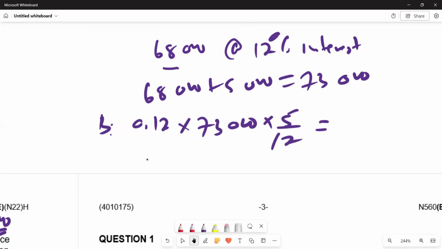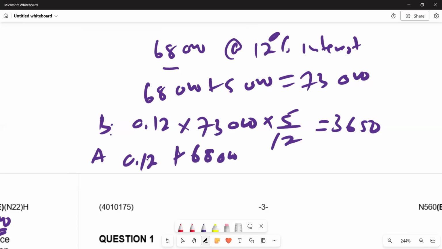So you're going to get 3,650 before reduction. Then after reduction, we are going to say 0.12. It was now 68,000 after reduction, multiplied by 68,000. And then for the number of months, we counted and we put 7/4. Then you get your answer there. So let's try to calculate it. 0.12, and then we multiply by 68,000, and then multiply by 7/4.